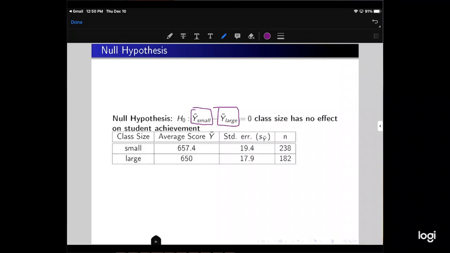So we're given a data set of small and large classes with average scores of 657.4 for the small classes and 650 for the large. And we're also given standard errors of these estimates, and then the number of classes we sampled in each. So we sampled 238 small classes and 182 large classes, and then we took the average test scores over each of those samples.